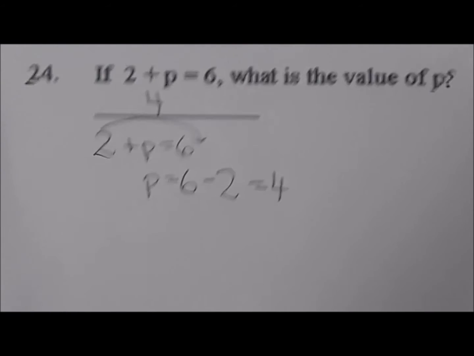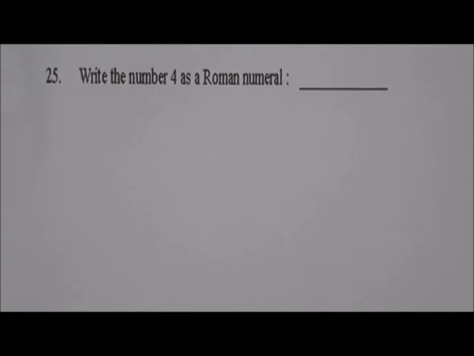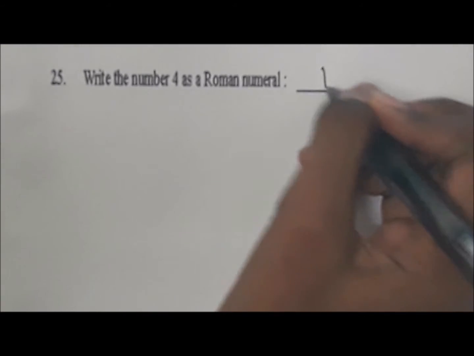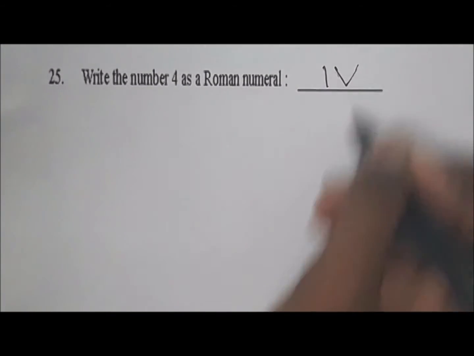Let's move on to number 25. Can we read number 25, Rafael? Write the number 4 as a Roman numeral. Okay, give those at home a chance to write it. Number 4 as a Roman numeral. And this is a simple one. Go ahead, Rafael. Write 4 as a Roman numeral. IV. Capital I and capital V. That's the Roman numeral 4.